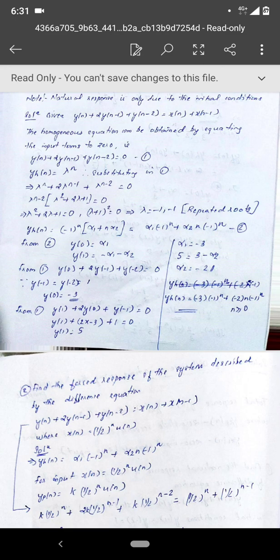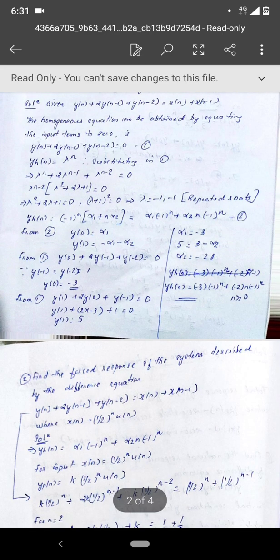Zero state means zero initial conditions. That is, we are considering only the external input or the forcing function, and we are finding the response only due to that. So in that condition, we are taking the initial conditions as zero. In the earlier case, when we consider the initial conditions, we are considering the input as zero. Only then we find the response. So here when we find the forced response, that is due to the external input, we'll be considering the initial conditions as zero. Such a response is called forced response or zero state response.